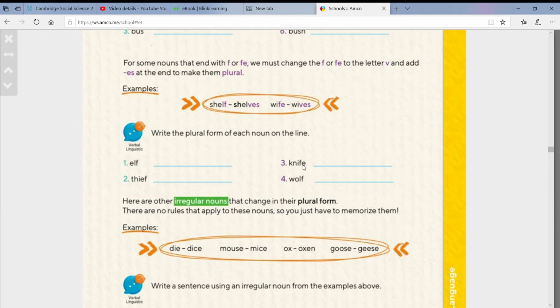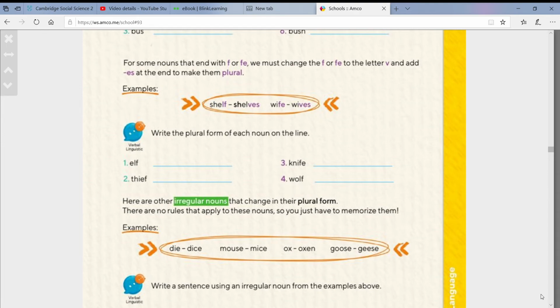Number 3, knife, knife. We have the FE, the FE. So what do we need to do? We need to take out the FE and write VES. 1 knife, 2 knives. And number 4, wolf. Here we have the last letter is an F. So we take out the F, and what do we have to write? We write VES. 1 wolf, 2 wolves.